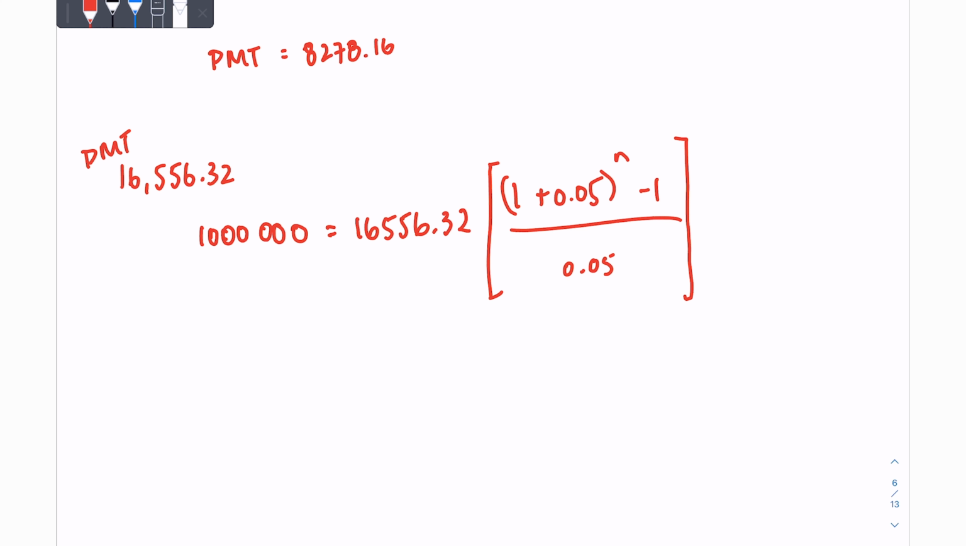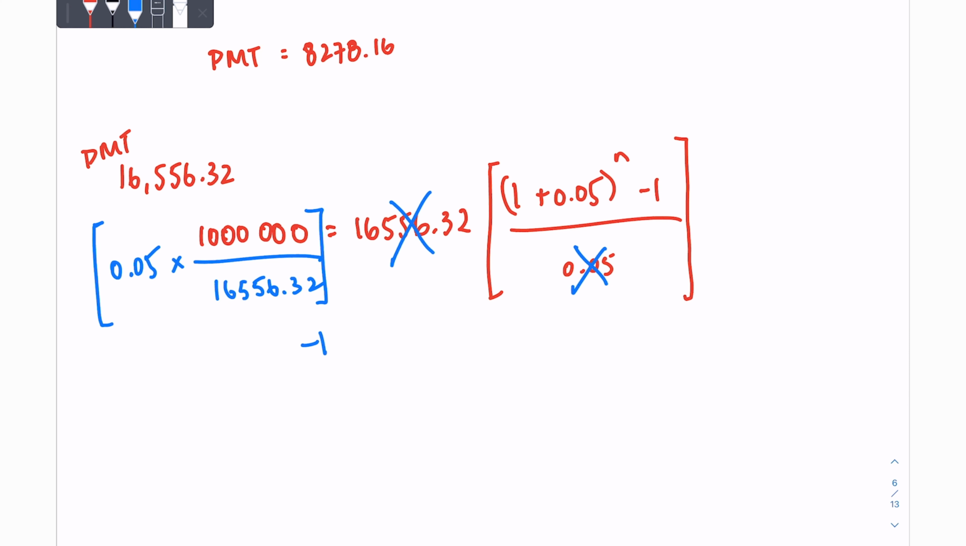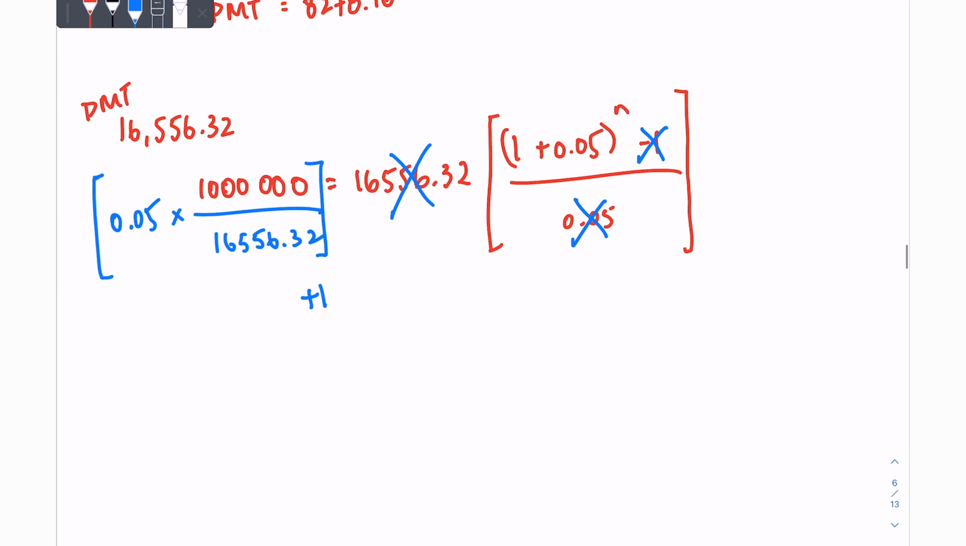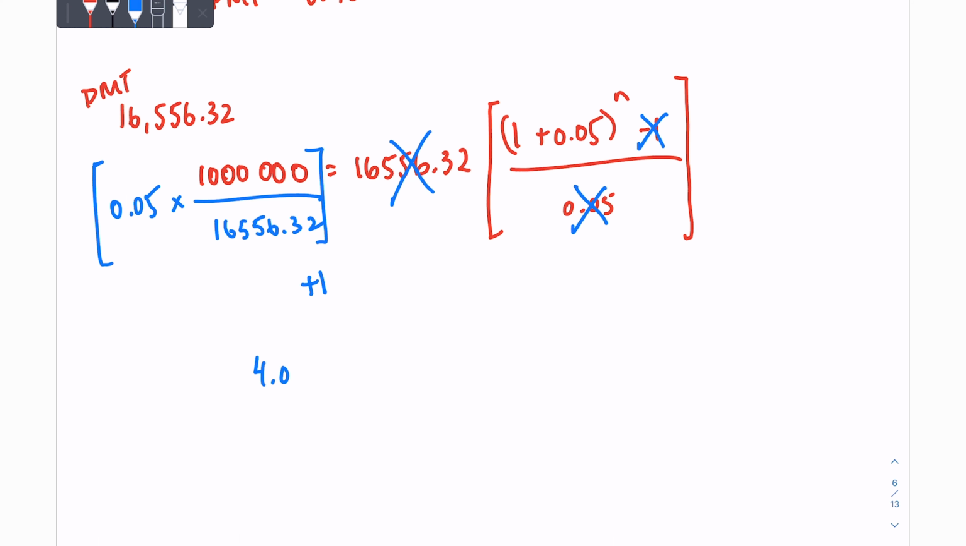But let's simplify it as much as we can. So I'm going to first start by dividing this side by the payment, $16,556.32. That'll get rid of the payment here. I'm also going to multiply it by 0.05. That will get rid of that. And then I'll take that answer and add 1. That'll get rid of that. So I have 4.0199478 equals 1.05 to the n.